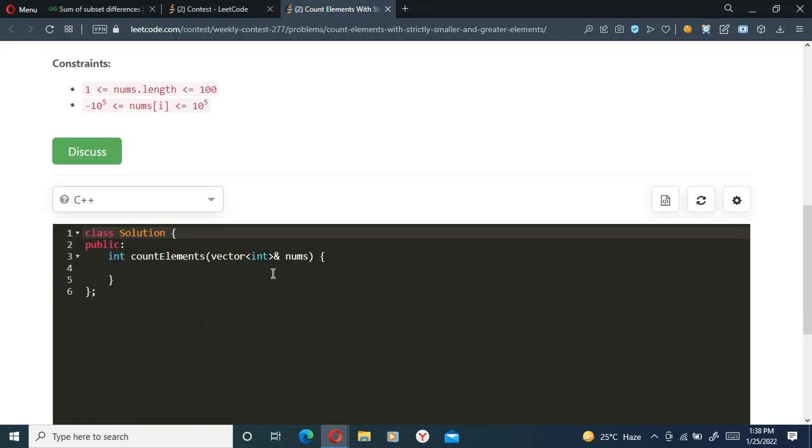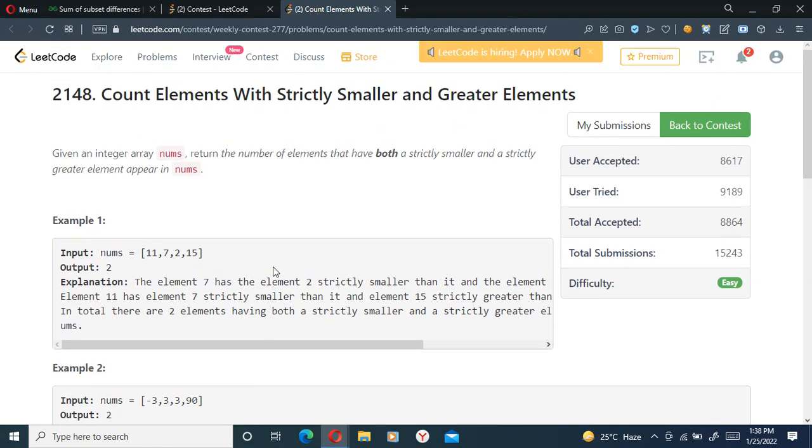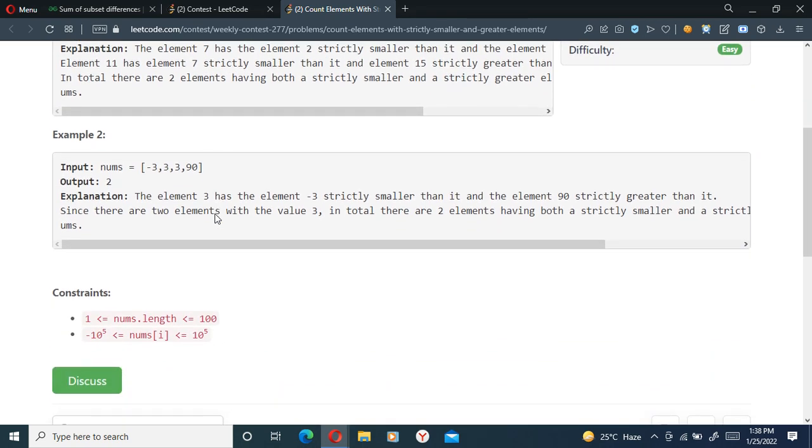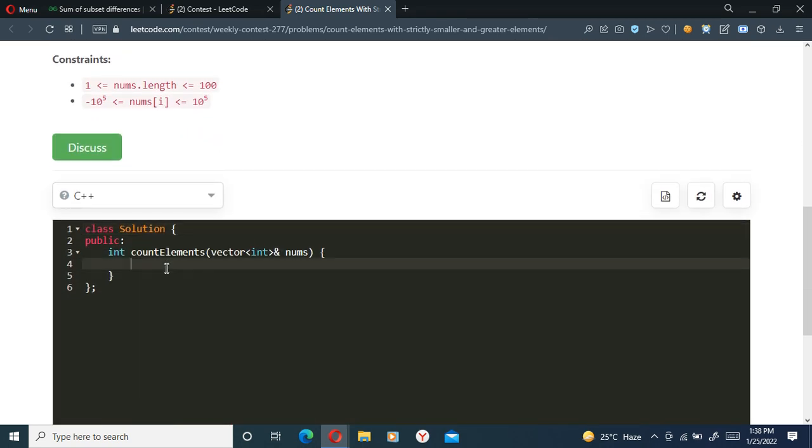The constraints are 100 and 10 to the power 5. Okay, let's see. Strictly greater and strictly smaller. I want someone strictly less than and strictly greater than me. Strictly smaller and strictly greater.